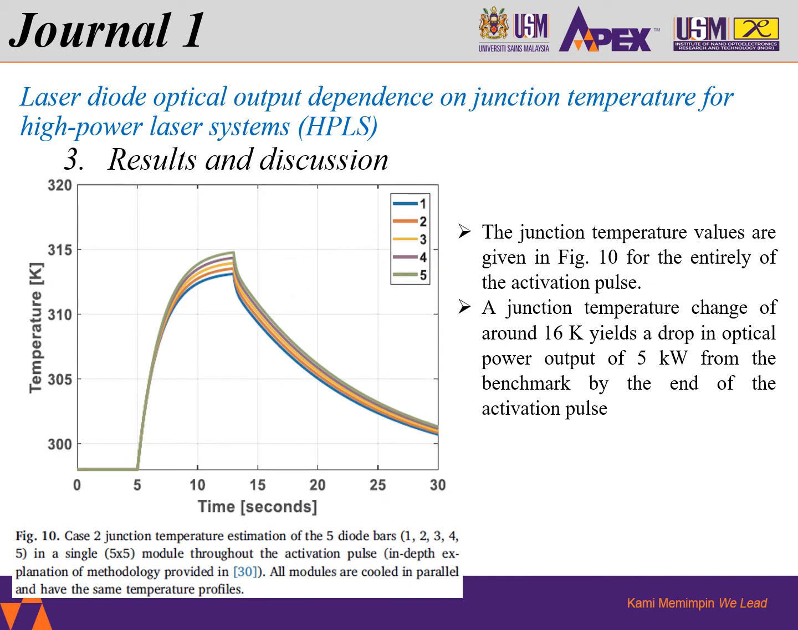This is the case 2 junction temperature. We also simulated this, and you can see the junction temperature changed by around 16 K, from 5 seconds to 12.5 seconds from the activation pulse. So there's a change, and it yields a drop in optical power output of 5 kilowatts from the previous results. I will still just go through here, and you will see a summary in a later slide.